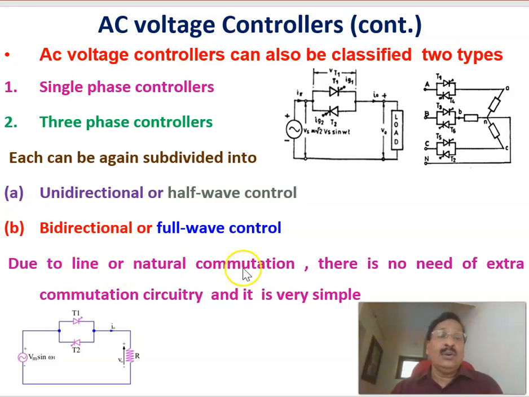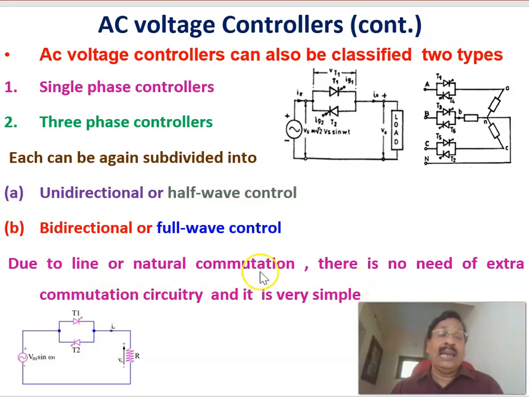Here we are using line or natural commutation for the thyristors, because there is no need for extra commutation circuitry, and it is very simple. As the current crosses the zero point, the current through the SCR goes below the holding current, and the device gets turned off. That is called natural commutation. Therefore, no forced commutation or commutation circuit is required. That is the advantage of this particular control method.